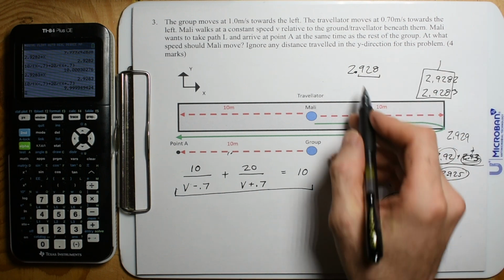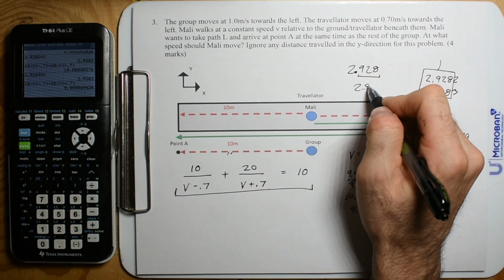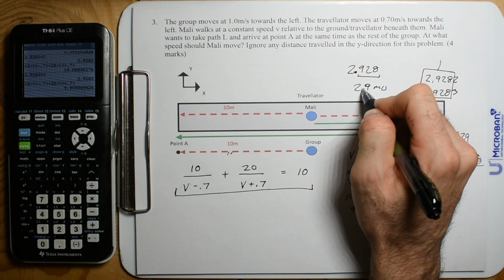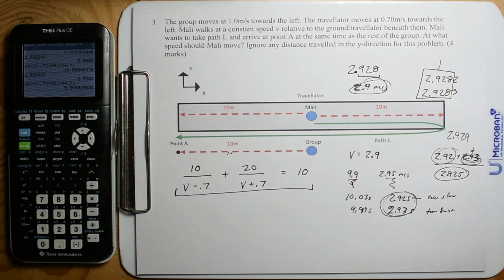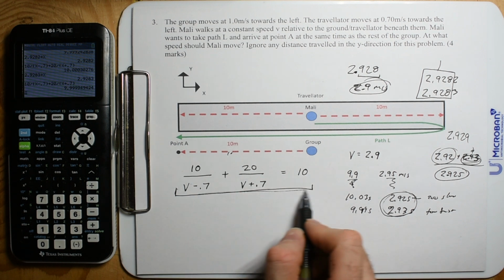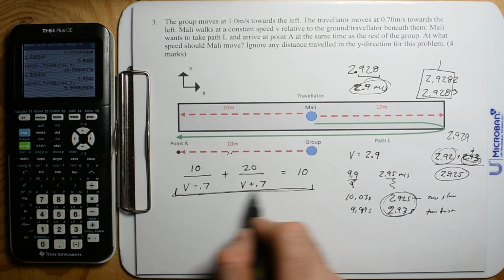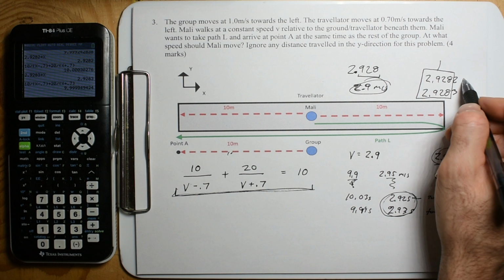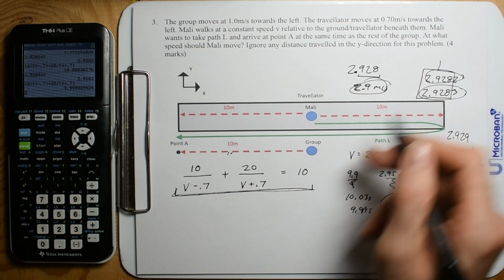You know what I mean? Obviously it's just 2.9, close enough, 2.9 meters per second. That's the speed of Malachi. But it's just fascinating because when we get an exact answer using the quadratic equation, we can use this to double check our answer.